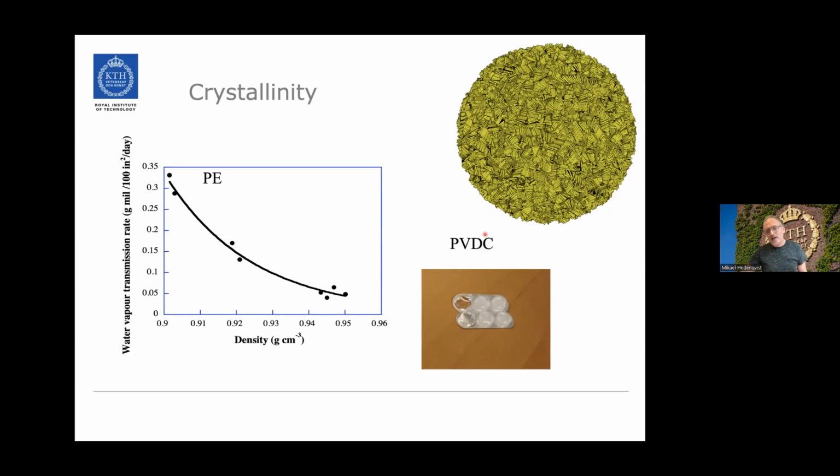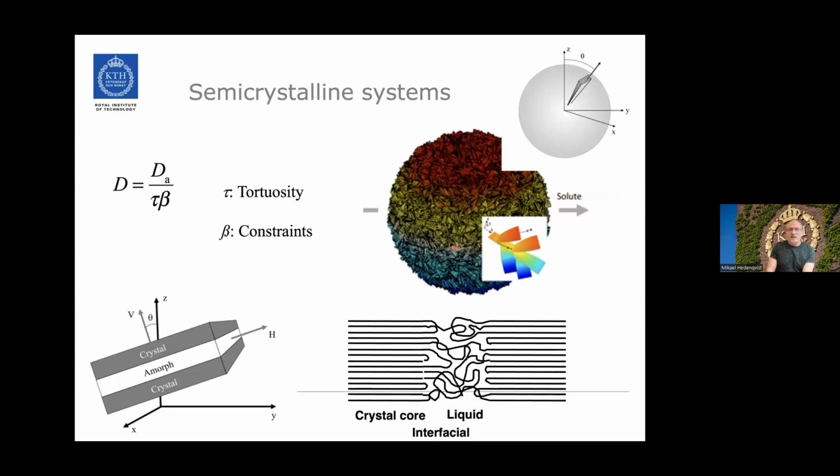Polyvinyl dichloride is a very common material in packaging, and it's because it's a quite tight material, which in turn is due to it being highly crystalline. It also has a little polarity, I should say, because you have these chlorines sitting symmetric. It's obvious there are crystals in the system. However, it's not a two-phase system.